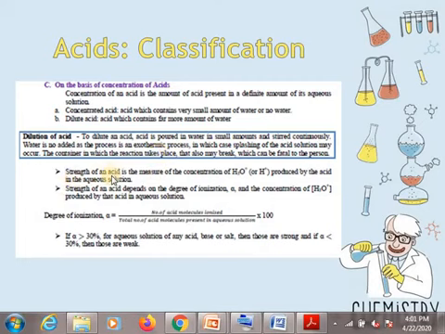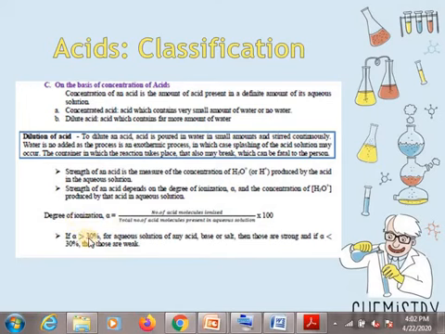Now strength of an acid can be measured by the amount of hydrogen ion or hydronium ion produced by the acid in the aqueous solution, and this strength depends on the degree of ionization alpha and the concentration of hydronium ion. So degree of ionization can be given as number of acid molecules ionized divided by total number of acid molecules present in aqueous solution into 100.